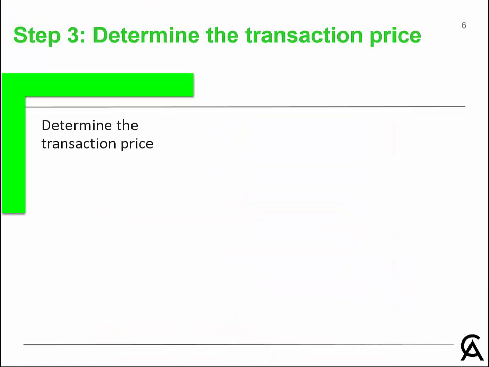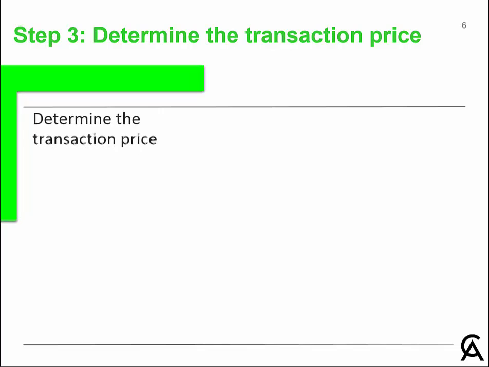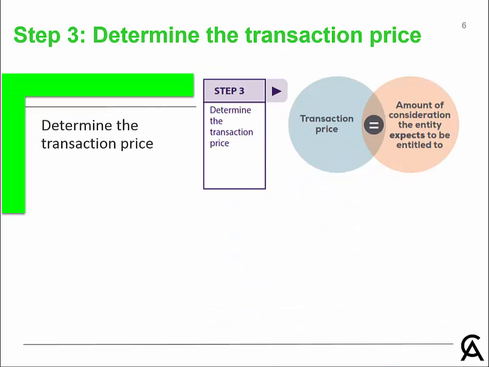In step 3, we need to determine the transaction price. The key objective in determining the transaction price is to determine the amount of consideration the entity expects to be entitled to. Sometimes in this step it's easy to get bogged down in the details. If you find this, keep coming back to this core principle. How much consideration are we expecting?